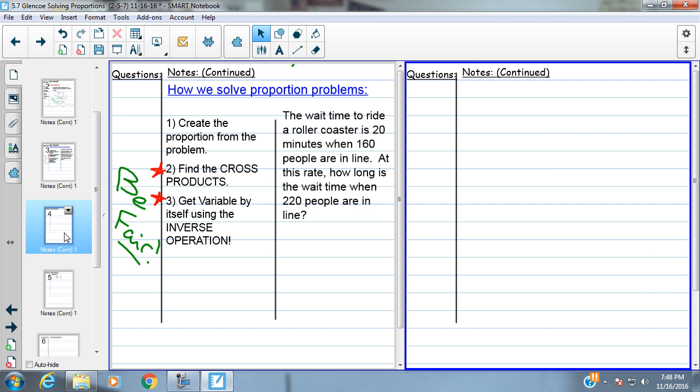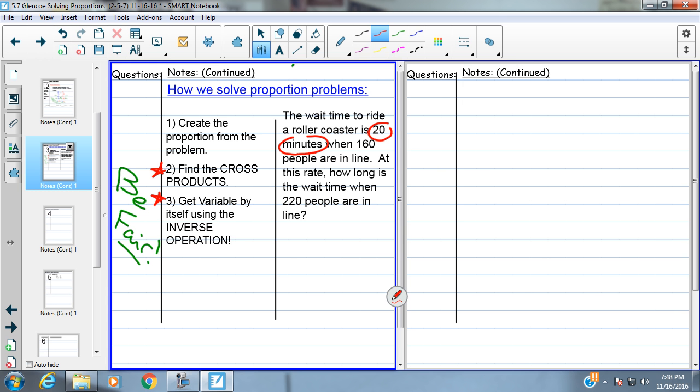With all that unit mathematics we've learned, we'll really understand how to set this problem up. So I'm going to model just with units first from our word problem. We have a roller coaster that has 20 minutes when we have 160 people in line. What we're trying to find out is how long you would have to wait if you ended up with 220 people in the line. It doesn't matter which unit we put on the top or the bottom, it just matters that we be fair and do the same on the left as we do on the right.